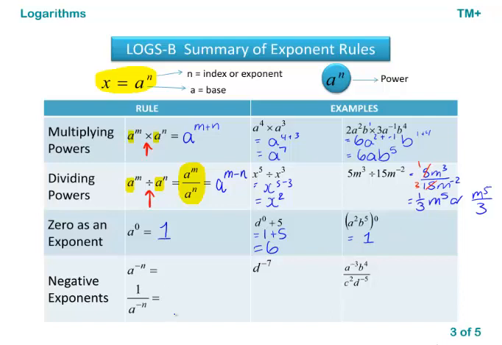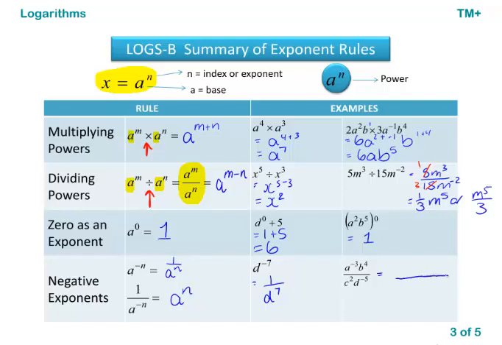When we have a negative exponent, a to the negative n, we always want to write with positive exponents, and the rule is you just move it to the bottom to become positive. If our negative exponent's on the bottom, it moves to the top to become positive. So example, d to the negative 7 becomes 1 over d to the 7.